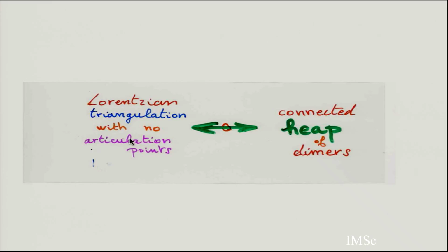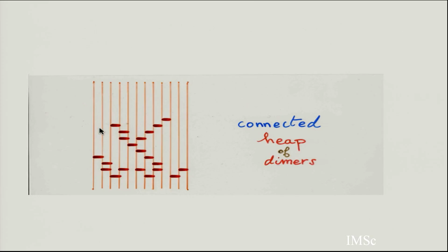But here there is an explicit expression for the generating function. I gave it already in the general introduction to generating functions: rational, algebraic, D-finite, and an example of a non-D-finite generating function. So first, the definition of connected heaps of diamonds.